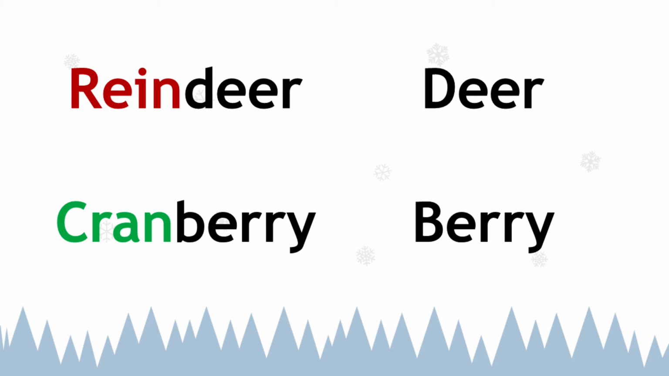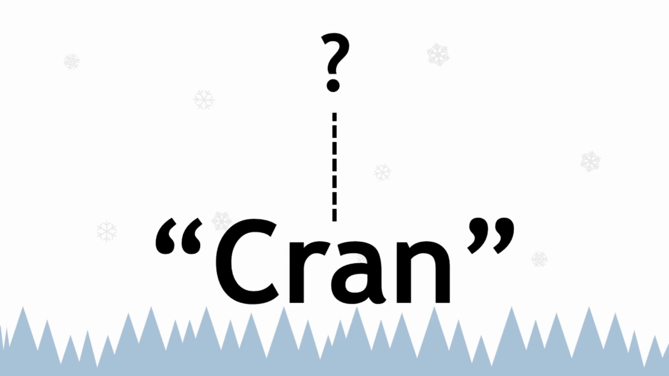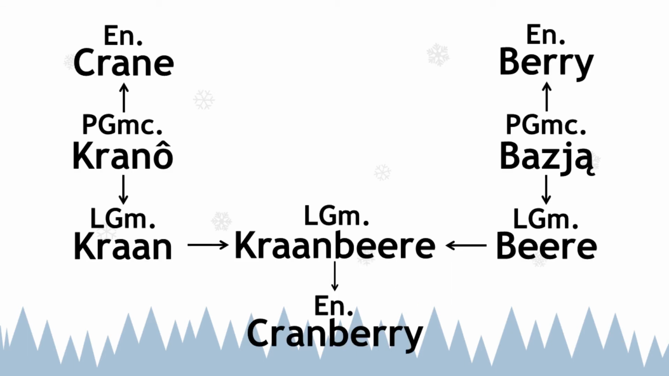As in the previous example, however, the secret is in the etymology. While this morpheme may not mean anything now, it did in the past. The word first entered American English sometime in the 1640s, from the Low German cranberry, a compound of beere, berry, and kran, crane, as in the bird.